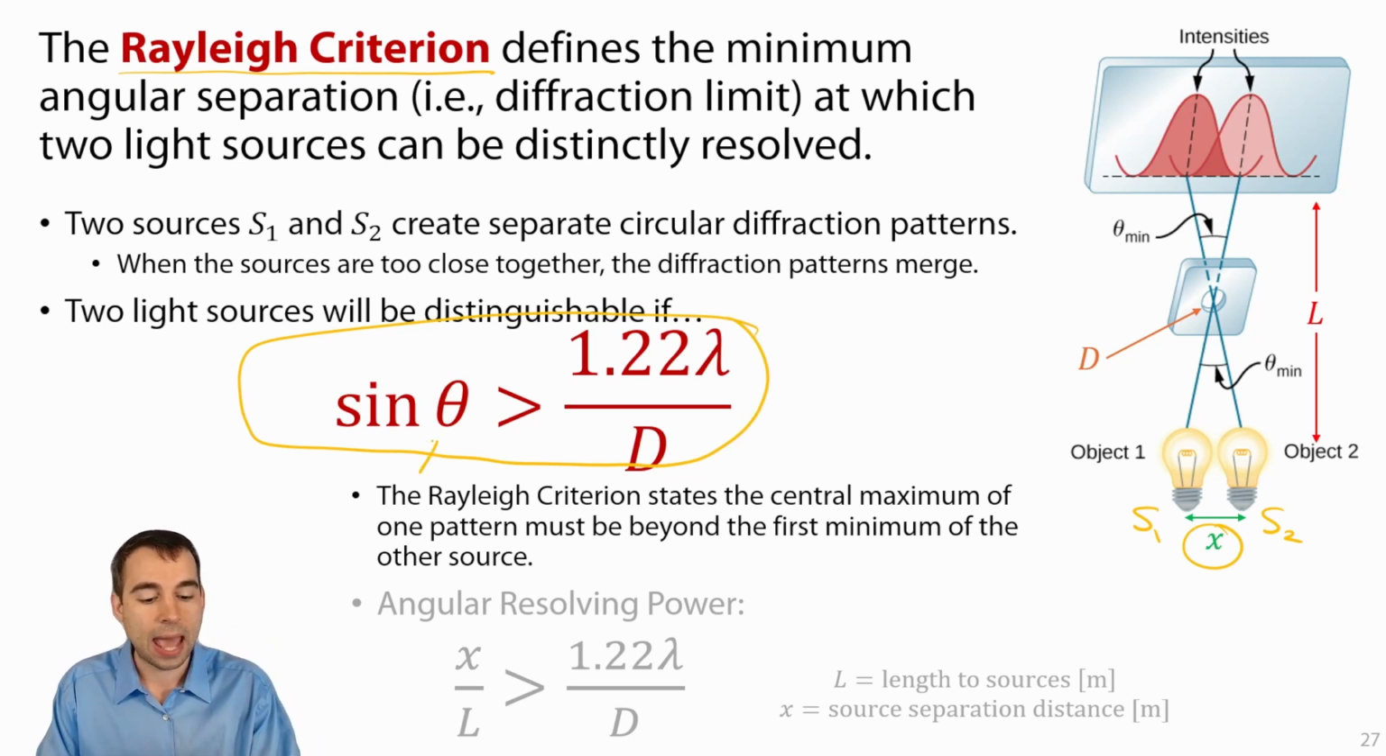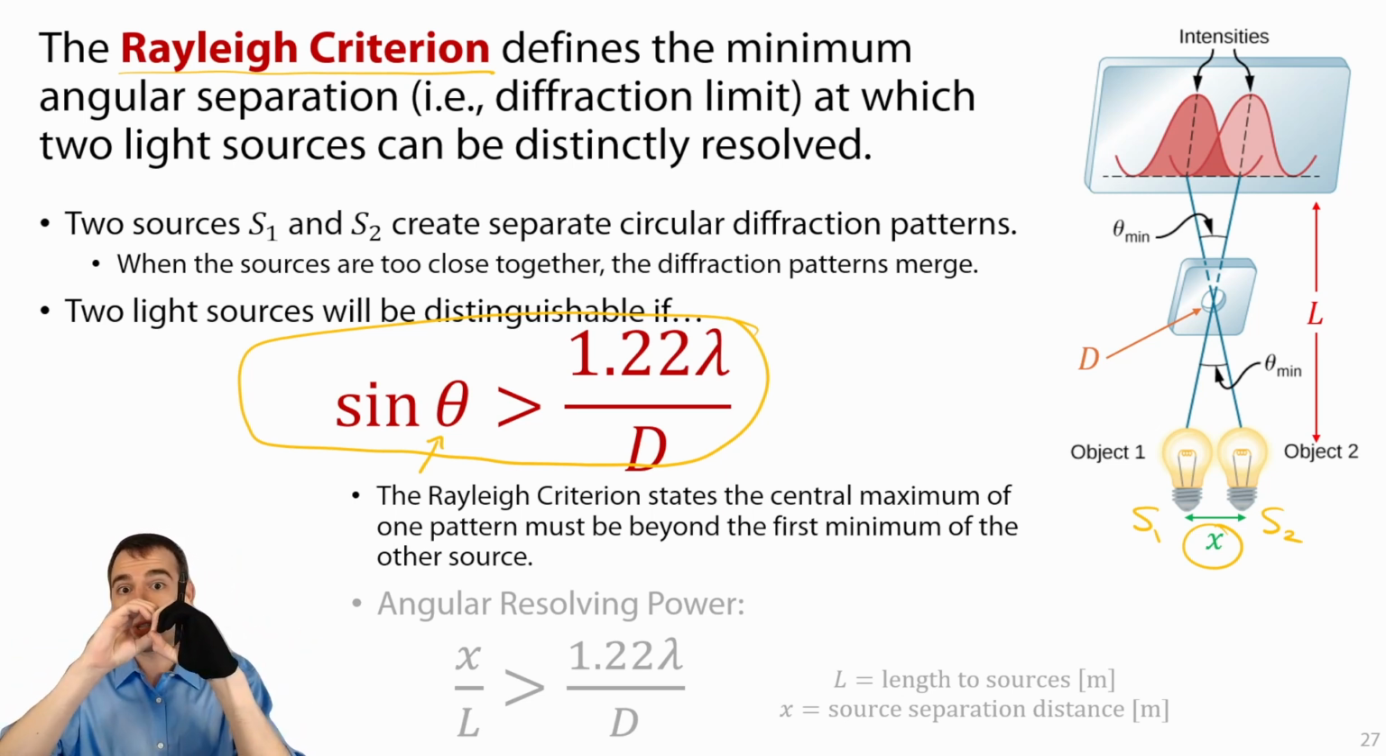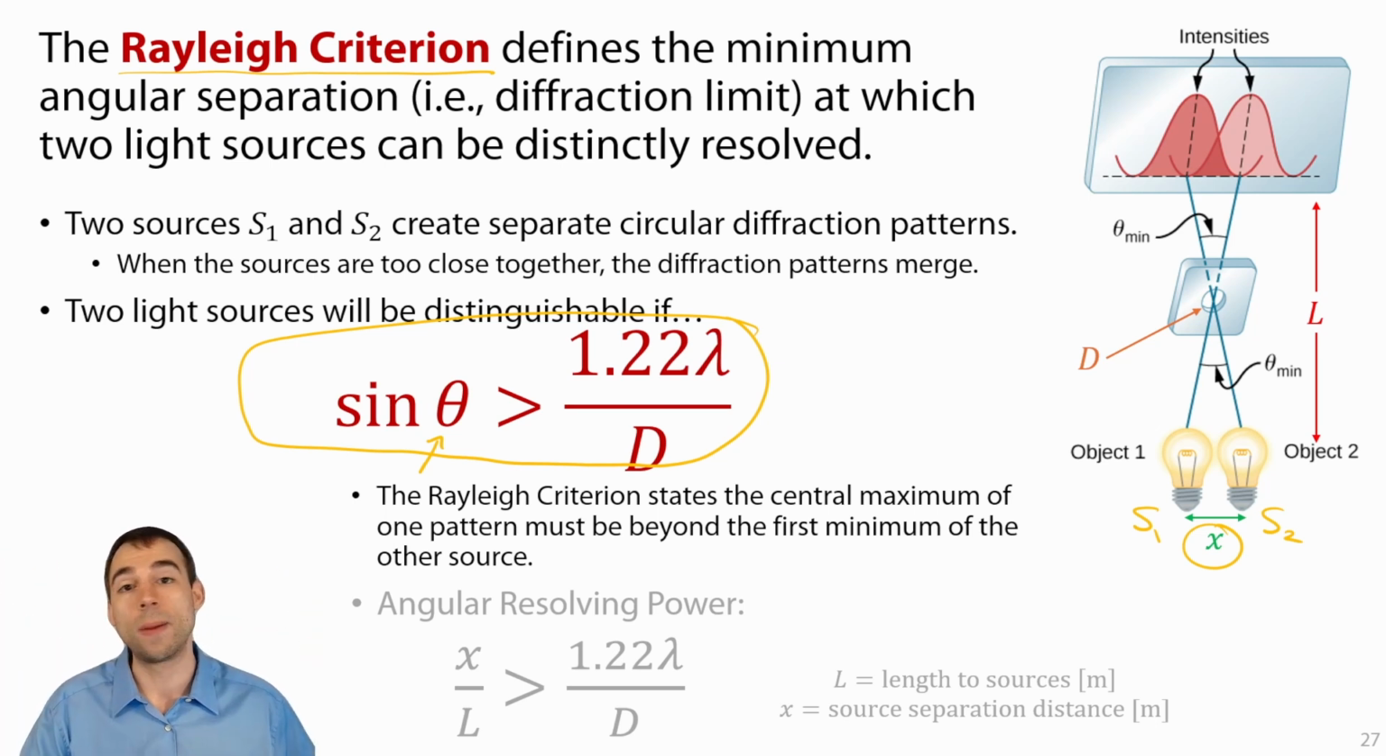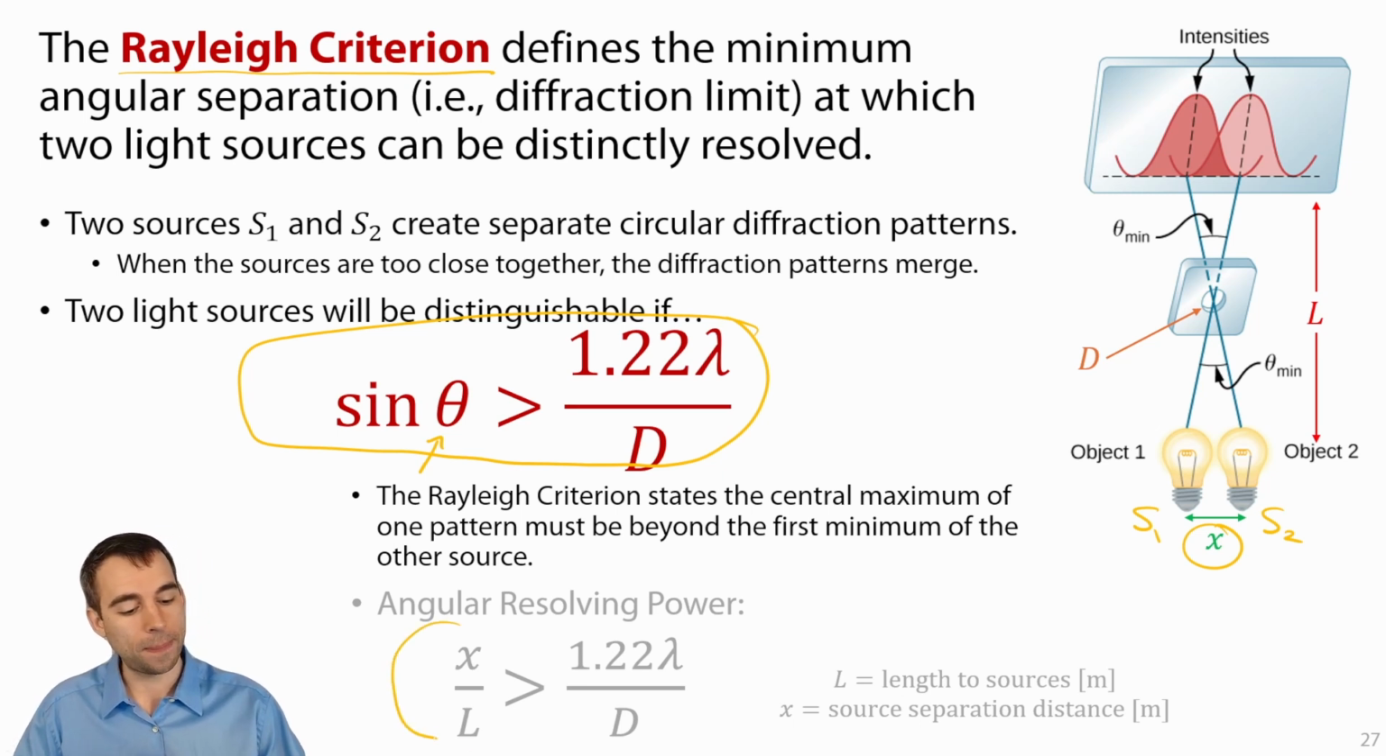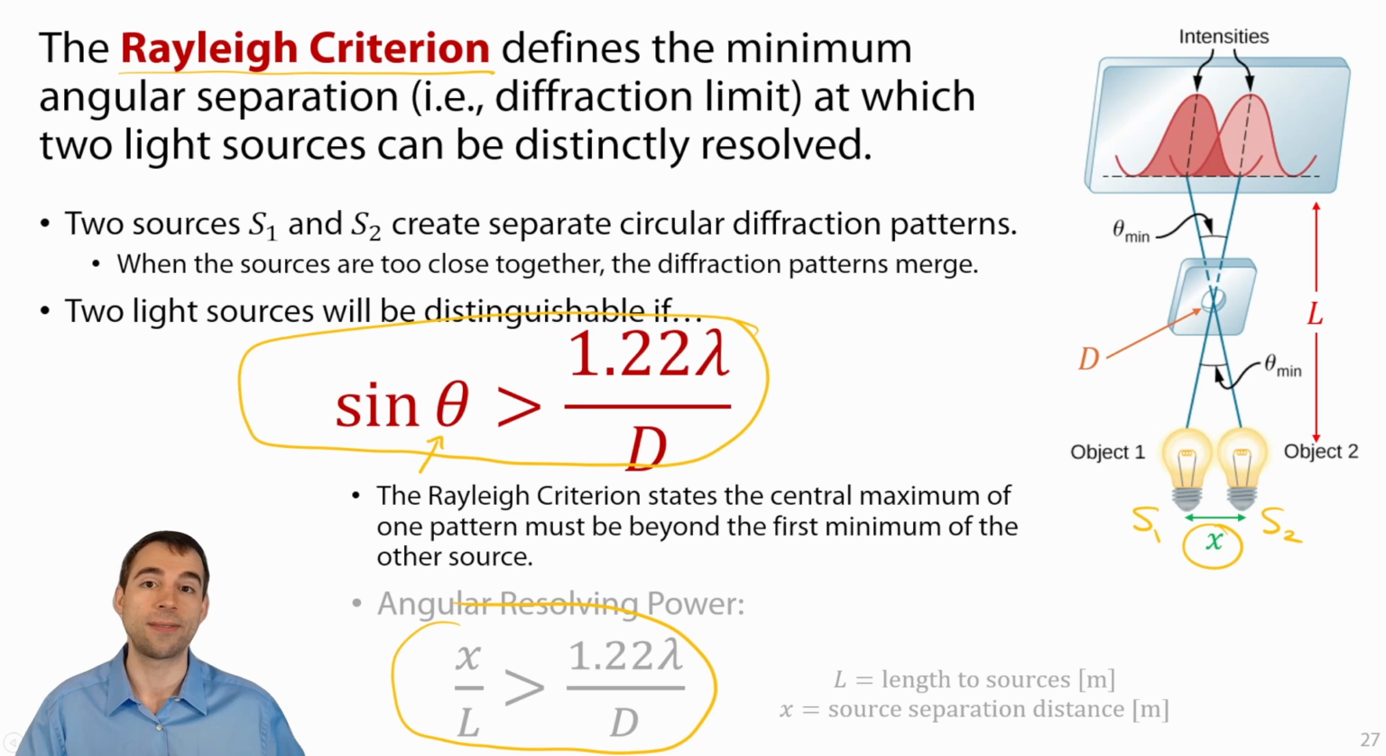As long as the sine of the diffraction angle is greater than this number, then we will be able to distinguish these two objects and resolve them. Essentially, the Rayleigh criterion states that the central maximum of one light source must be beyond the first minimum of the other light source. Otherwise, those two light sources would appear to merge together and we wouldn't be able to distinguish them. And so just based on the trigonometry of the situation, we know that the sine of that diffraction angle theta would be a ratio between the opposite leg and the hypotenuse. And so essentially we end up substituting x over L in for the sine of theta in this expression.